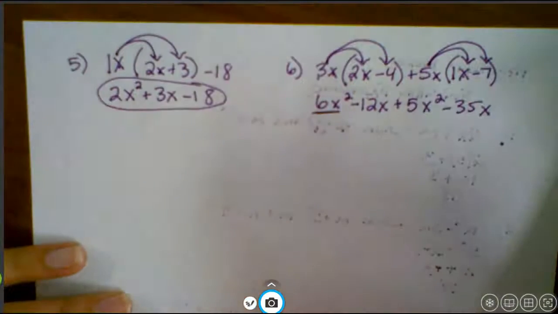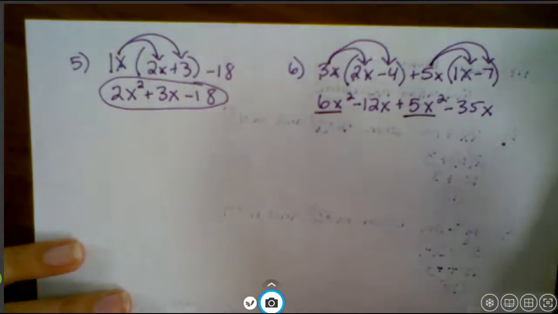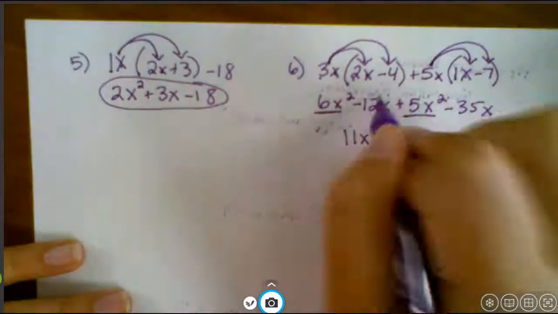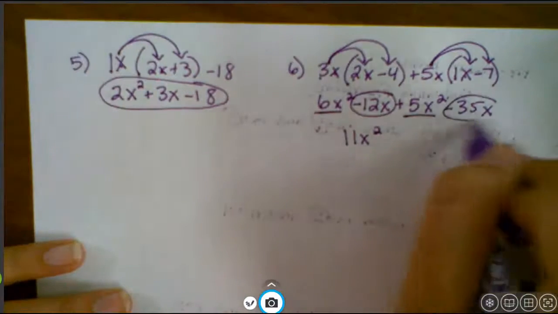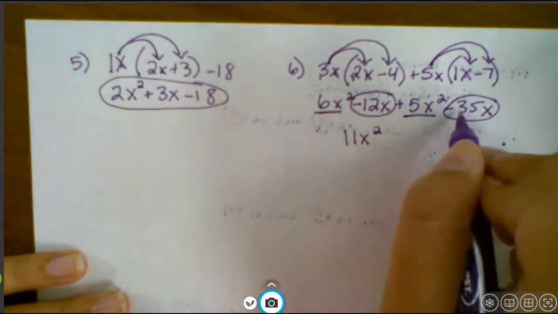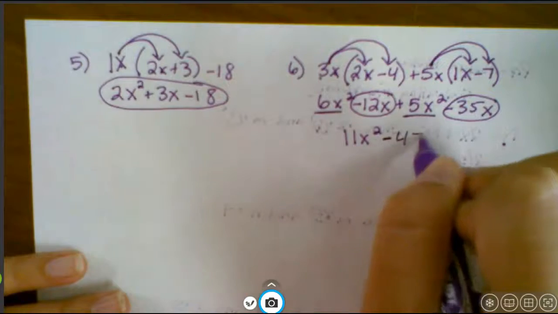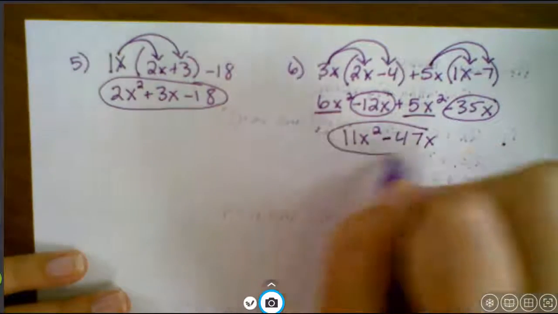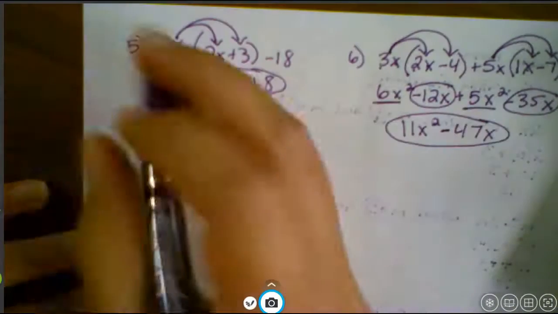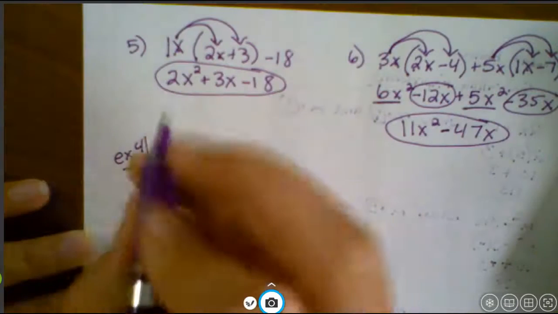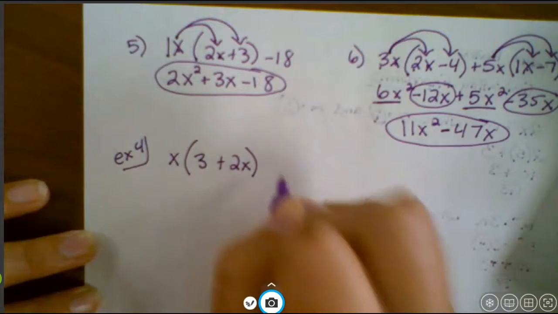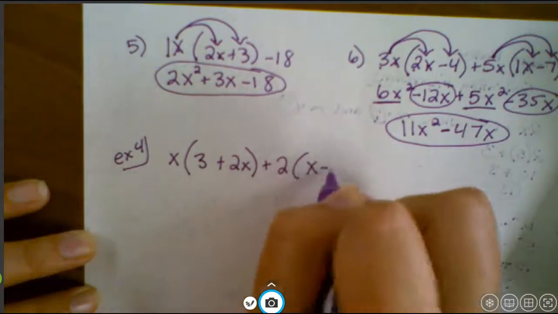I have a 6x squared here and a 5x squared here. 6 plus 5 would be 11x squared. I have a negative 12x and a negative 35x. I can put those together as well. Negative 12 plus negative 35 is negative 47x. Watch your signs. And that would be simplified. Sometimes you'll have a constant, sometimes you won't. All right, write this one down and try this one on your own. We have x times 3 plus 2x plus 2 times x minus 1.